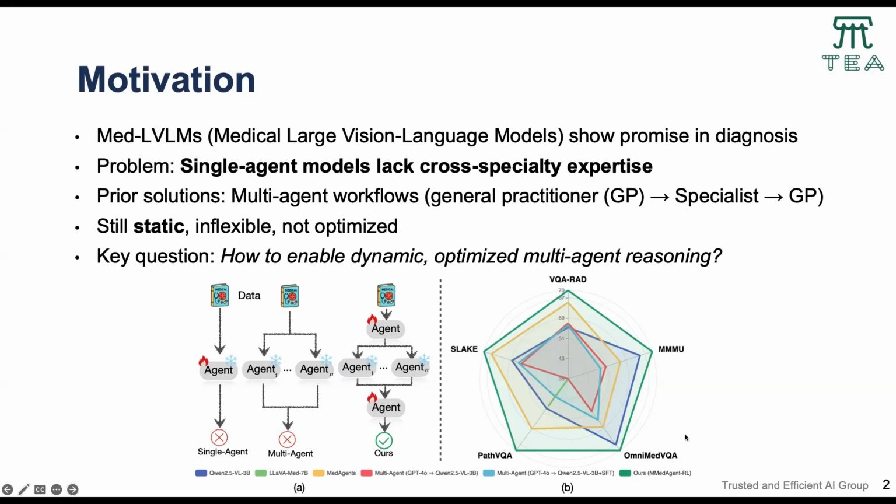So on the right, it's the teaser figure of their paper. It shows that their method can reach the best performance on five benchmark medical VQA datasets, superior to those single and multi-agent baselines.